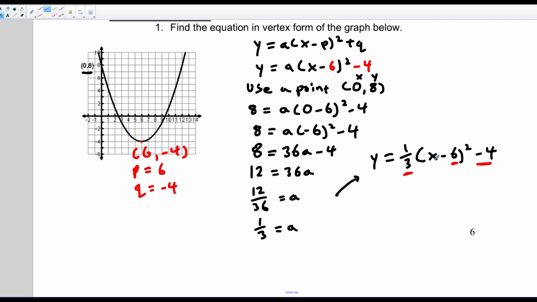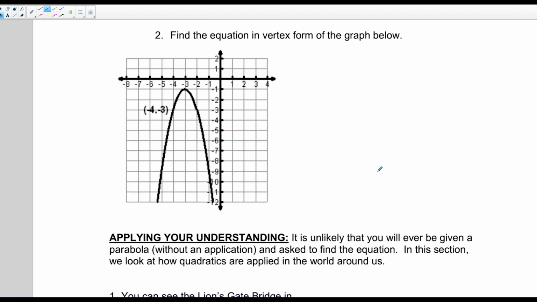So putting it into this format means that for any point on this line, if we put any x value into here, we'll be able to solve for another y value that will give us a point on this parabola. Here you can go ahead, pause the video, and try to find the vertex form of this graph on your own. Once you're done, you can unpause and check your work.